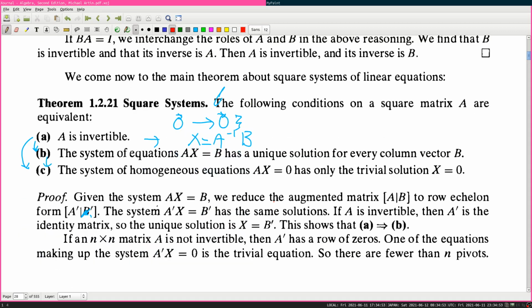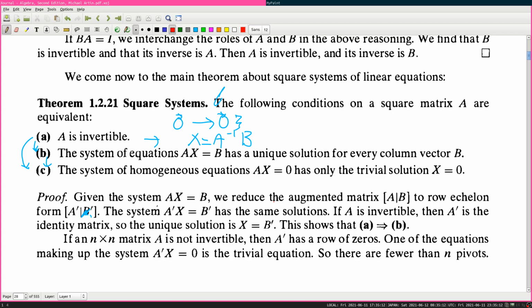Okay. Square systems. The following conditions on a square matrix A are equivalent. A is invertible. The system of equations AX equals B has a unique solution for every column vector B. The system of homogeneous equations AX equals 0 has only the trivial solution X equals 0.